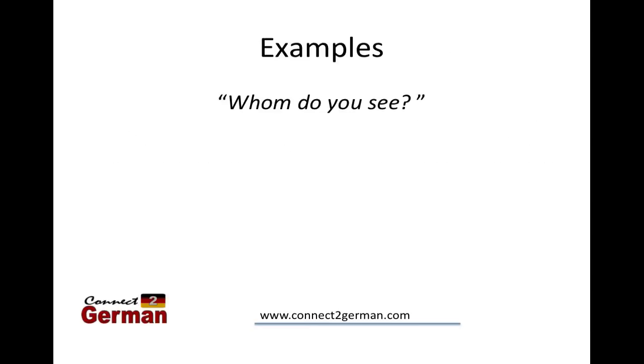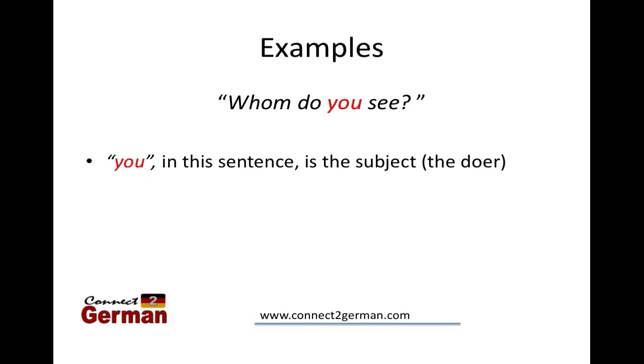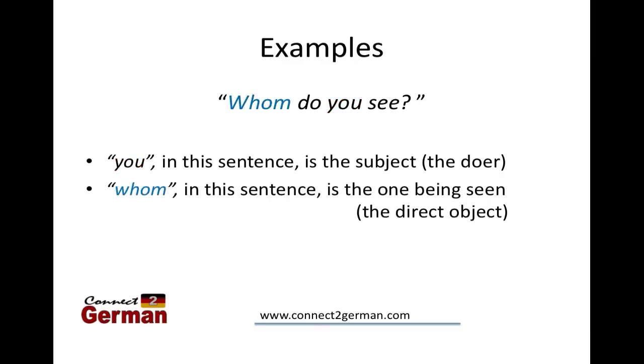Now here's an example. Whom do you see? Normally, what you hear is who do you see? Technically, it's incorrect. We should be using whom here. And the reason is you is the subject of the sentence, the person that's actually doing the seeing, and whom is the indirect object. It refers to the person that is being seen. Right? So this is what I mean by different roles. And because you have the whom as the direct object, it would take a little bit different form than if we were asking who.